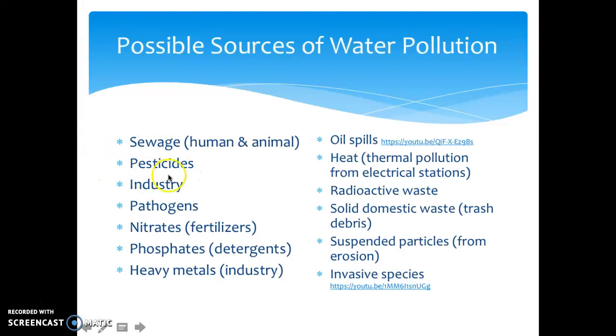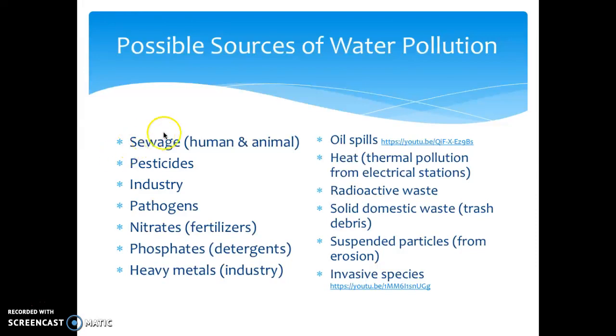Pesticides, remember, are really any group of chemicals that are designed to kill something specifically, and usually we're talking insects. Industry dumps things. Pathogens, so pathogens are just anything that causes a disease. We've got nitrates, phosphates, heavy metals, which can be extremely dangerous to health.